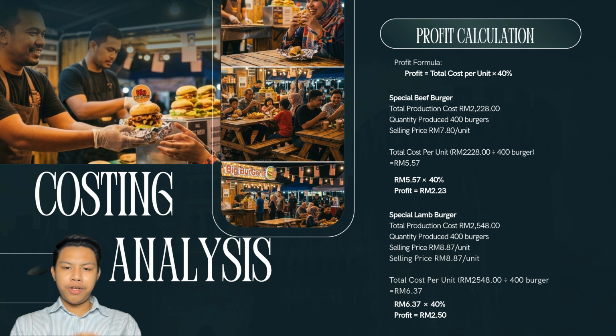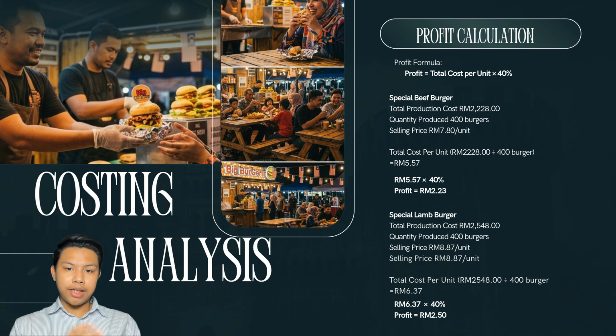Next is the profit calculation. First, we need to calculate the cost per unit by dividing the total production cost by 400 burgers produced. For the special beef burger, the cost per unit is RM5.57. We then apply a 40% profit margin, which gives a profit of RM2.23 per burger.